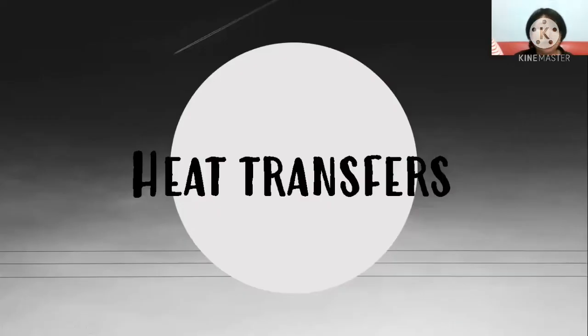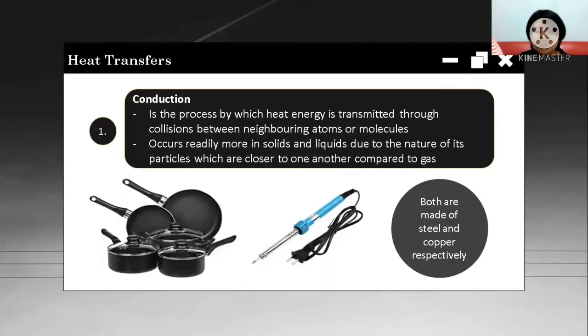Now, the last but not least, the heat transfer. What is heat transfer? Heat transfer itself has 3 types. The first one is conduction. Conduction is the process in which the heat energy is transmitted through the collisions between neighboring atoms or molecules. This happens more in solids and liquids because of the nature of them having a much closer distance between atoms or molecules compared to gas, where the distance between them is very loose.